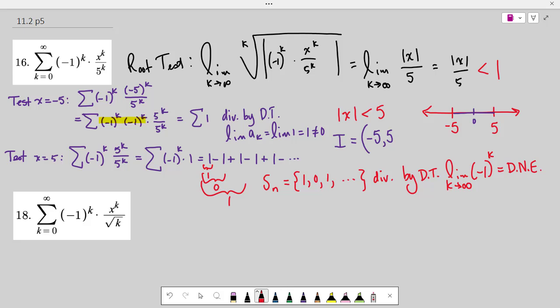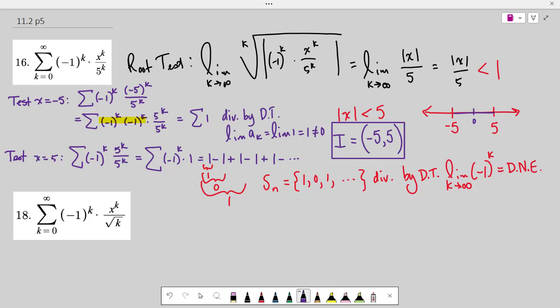It's just wobbling around. Wobbling. So we exclude both endpoints. So here is our interval of convergence: -5 to 5, excluding endpoints.